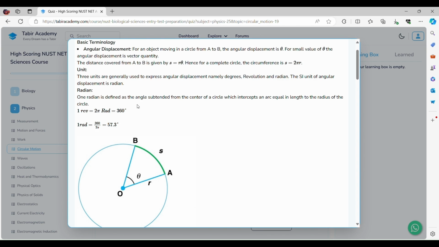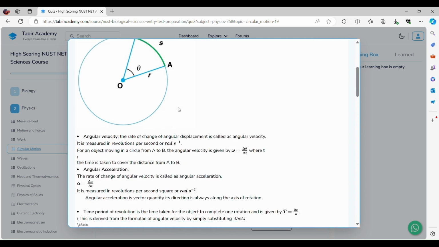1 radian is defined as the angle subtended from the center of a circle which intercepts an arc equal in length to the radius of the circle. 1 revolution equals 2 pi rad, which is also equal to 360 degrees. 1 radian equals 360 over 2 pi, which is also equal to 57.3 degrees.